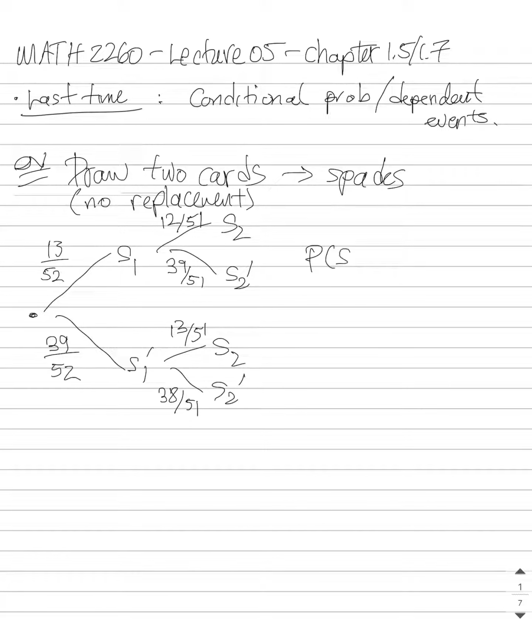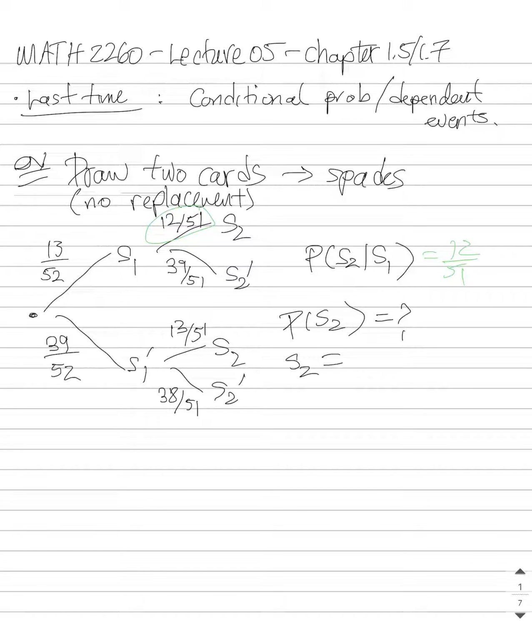In the notation that we've been using for conditional probability, the chance of getting a spade on 2, given that you got a spade on 1, is just 12 out of 51. So it depended very much on what happened in the first go-round. Now, the chances of getting a spade on 2 depend on what happened in the first round generally.